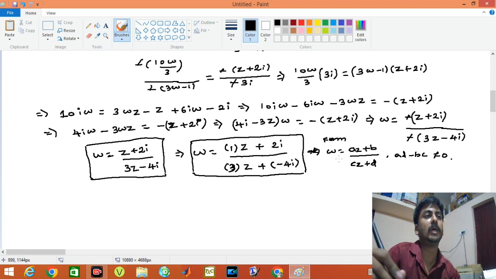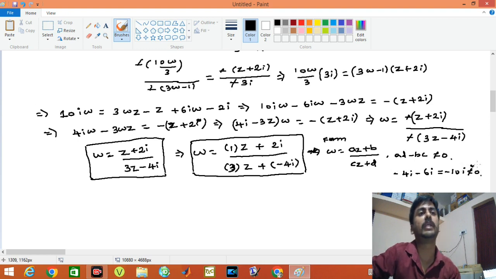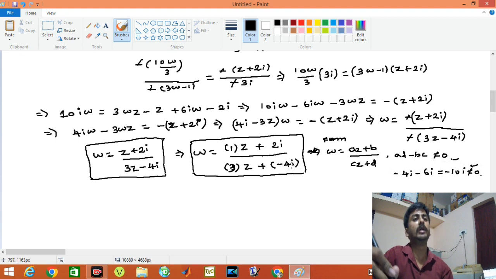1 into minus 4i is minus 4i, minus BC, which is 2i into 3, is 6i. So A into D is minus 4i, B into C is 6i, and that is equal to minus 10i, which is not equal to 0. It is also verified, but it is not necessary to show all these things. You simply stop here and write AD minus BC is not equal to 0 in this transformation.